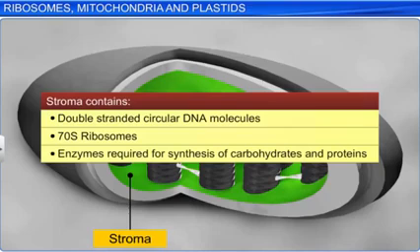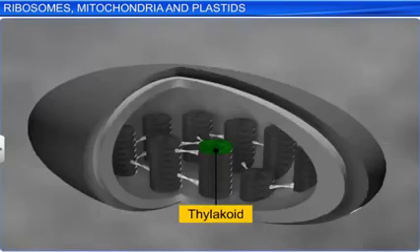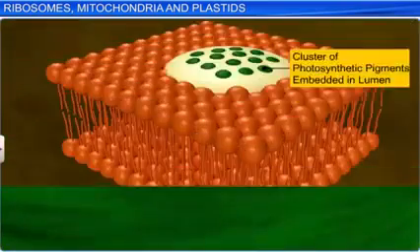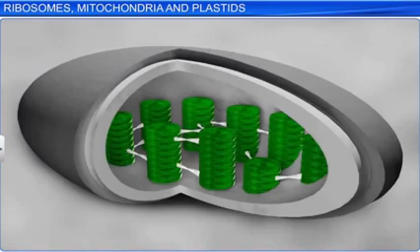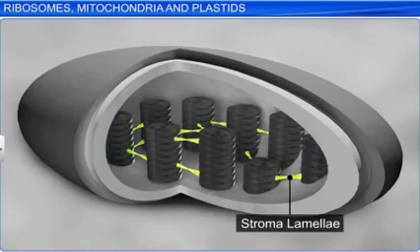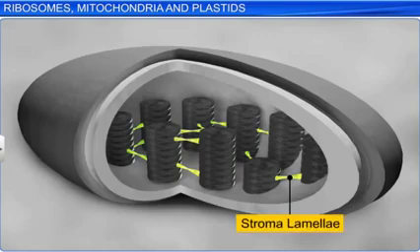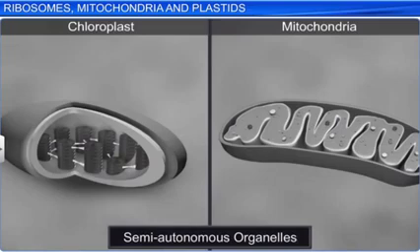Stroma also contains thylakoids, flattened membranous sacs containing chlorophyll pigment in their lumen, the space enclosed by the thylakoid membranes. Around 20 to 50 thylakoids are stacked like piles of coins, forming grana or intergranal thylakoids. The thylakoids of different grana are connected to each other by flat membranous tubules called stroma lamellae. Did you know that chloroplasts as well as mitochondria are known as semi-autonomous organelles as they possess their own DNA?